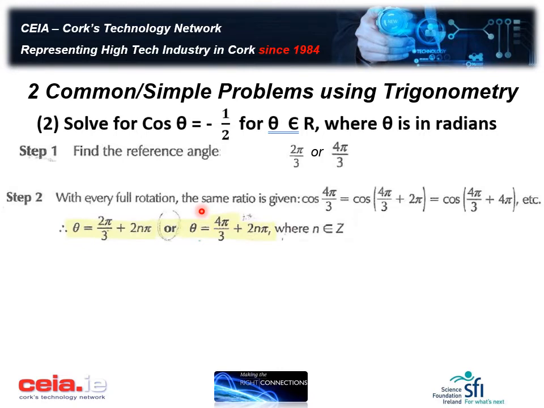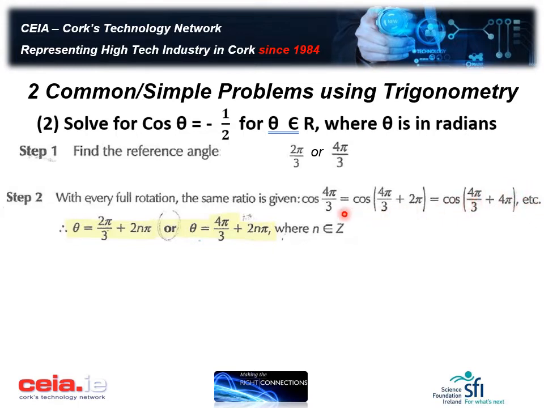Step 2 is simply to convert that into a general form. You don't necessarily need to write this down as part of your solution, but basically what you need to do for each of these two angles is to add n revolutions. The example lifted from the textbook says that with every full revolution, the same ratio is given. So cosine of 4 pi over 3 is the same as cosine of 4 pi over 3 plus 1 revolution, which is 2 pi, which is the same as 4 pi over 3 plus 2 revolutions, etc., etc.